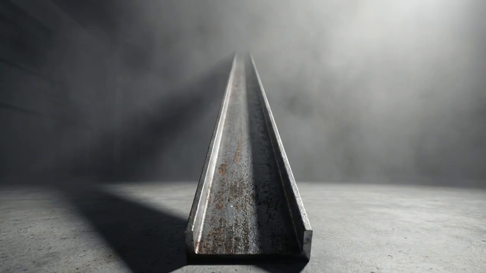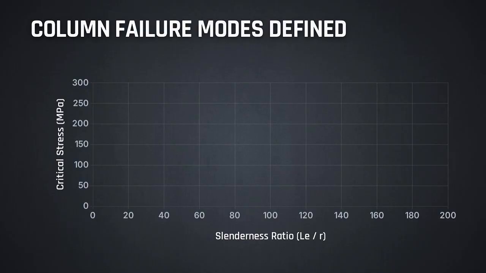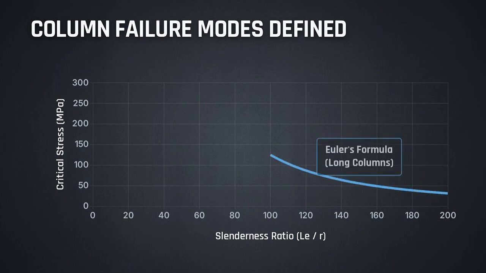For structural steel, a slenderness ratio above 100 places a support in the category of a long column. This graph plots critical stress against the slenderness ratio. Above 100, failure follows Euler's formula.